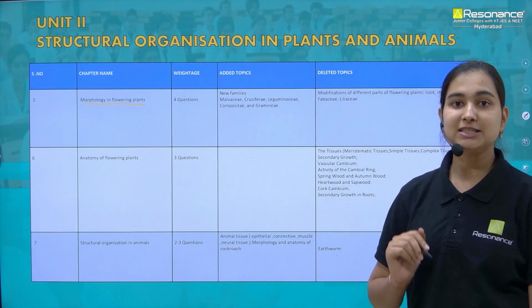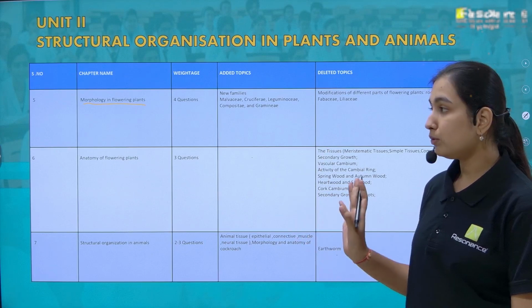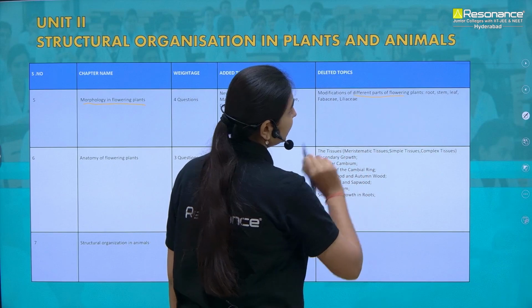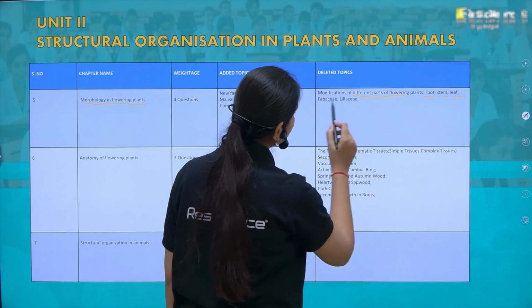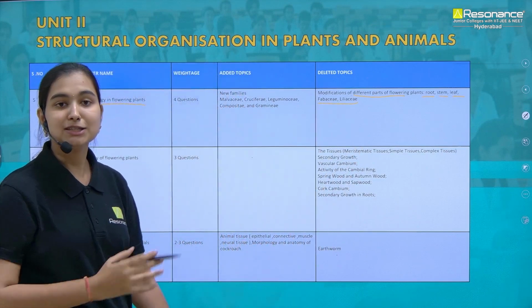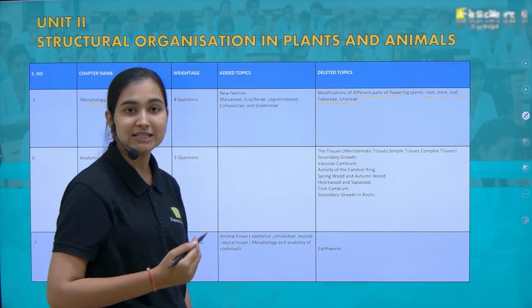Now let us first look at the deleted part. What exactly is deleted from this chapter? Here, the modification of different parts of the flower, which include the root, stem, leaf, and the Fabaceae and Liliaceae families are deleted, and this topic is deleted. So you don't need to read the modification of root, stem, leaf.